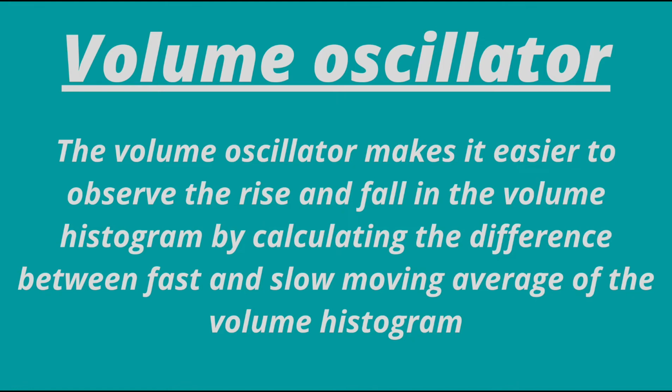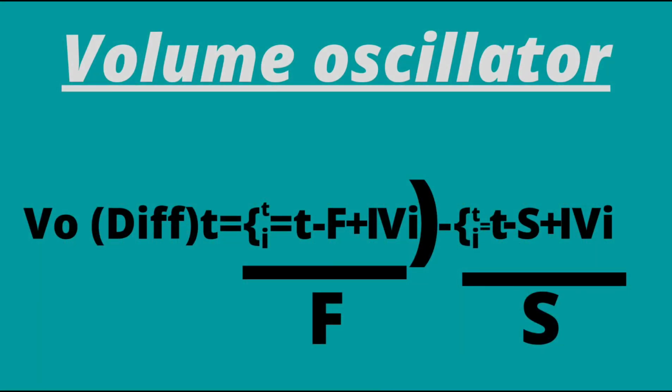The formula for the volume oscillator goes as follows. In this formula, the fast moving average has a period f and the slow moving average has a period s. The term V sub i in the formula is the volume at index i. For example, the current period has an index of 0, the previous period an index of 1, and so on. The sigma means the summation notation. It means the formula will sum everything starting from the bottom until the top.